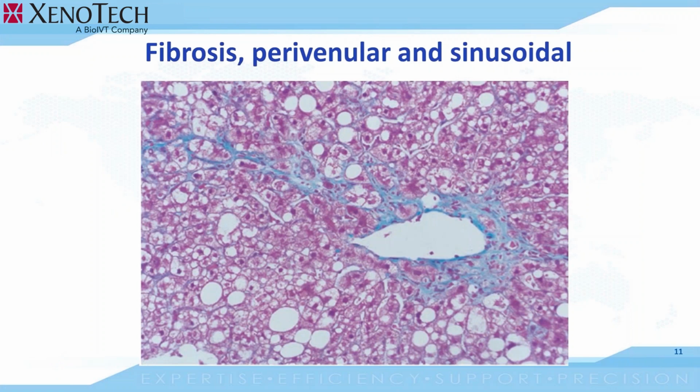perivenular and sinusoidal fibrosis. Perivenular fibrosis is characterized by increased presence of fibroblasts around central venules, and we see a central venule slightly right to the center of the slide, surrounded by cells staining blue. These are fibroblasts, and their collagen fibers are stained with the Masson's trichrome stain.